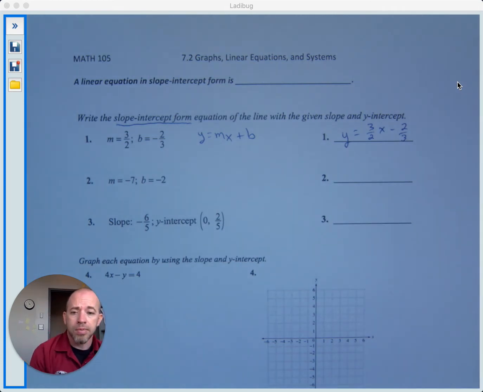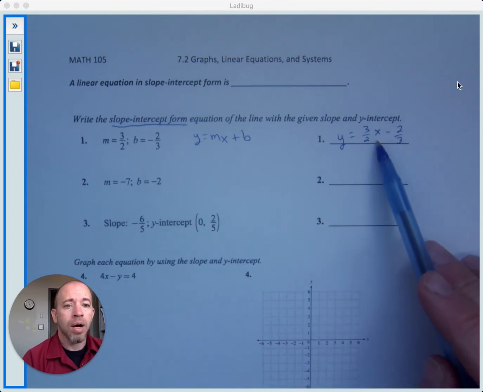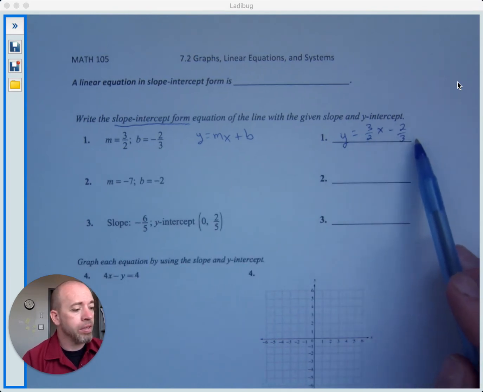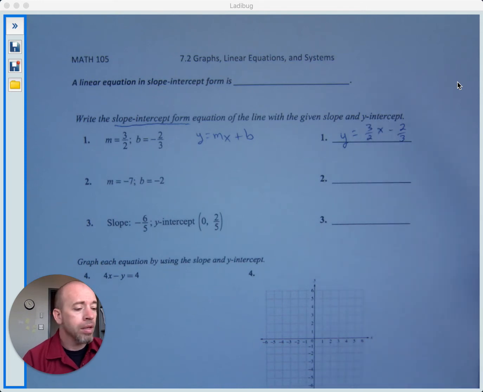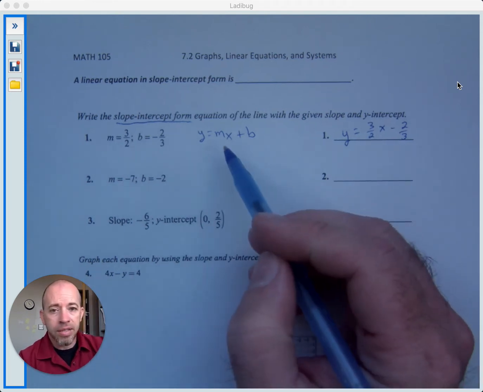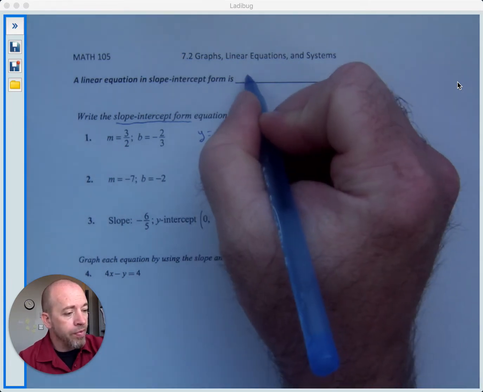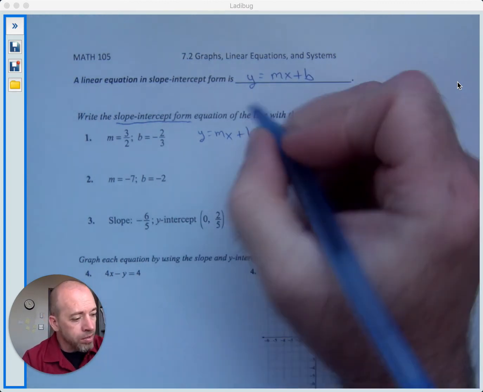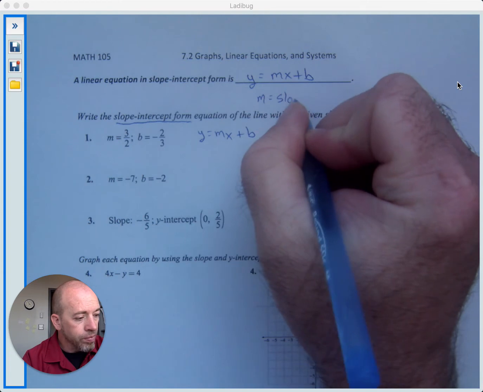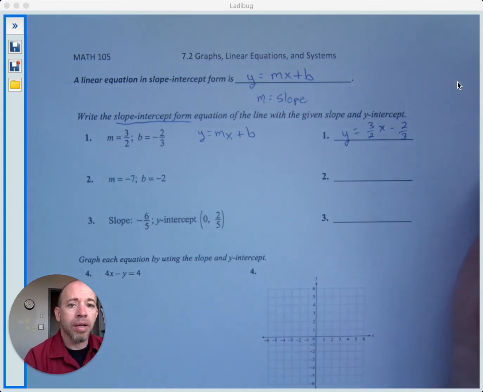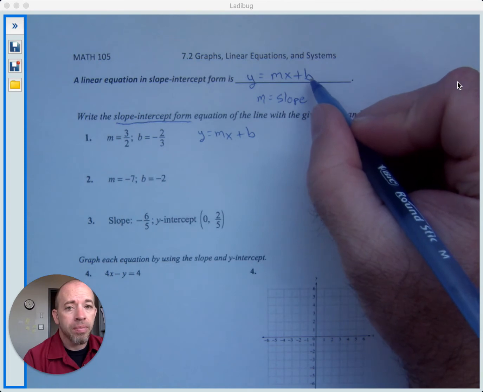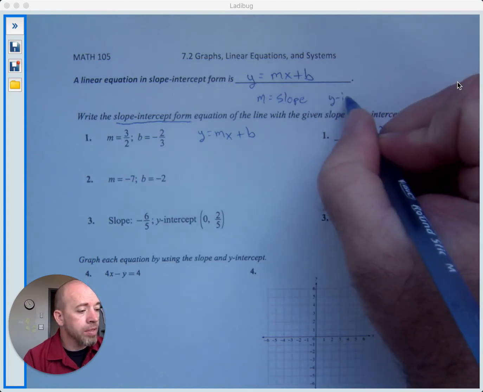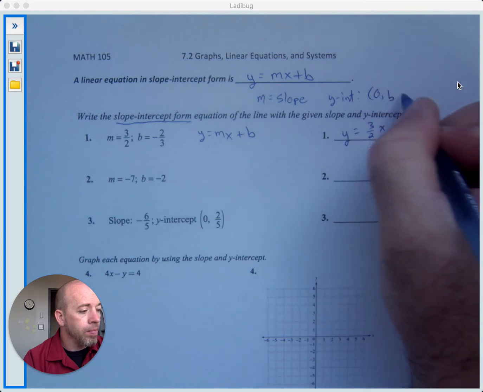Now you might ask, what is b? Well, b is the y-coordinate of the y-intercept. Notice if we put 0 in for x, y would be negative 2/3 because this x part would go away. So I didn't write this up here. Y equals mx plus b is our slope-intercept form. Again, m is representing our slope. B is the y-coordinate of the y-intercept. So if we have b right here, that means that the y-intercept is the point 0, b.